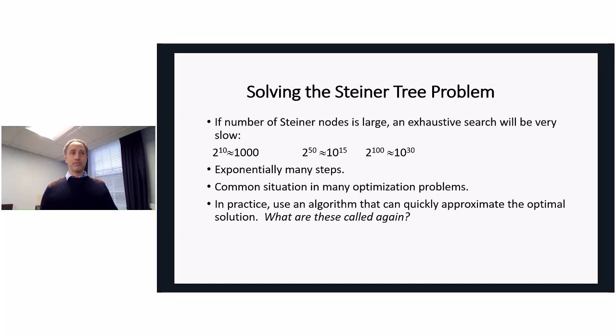So here's on this next slide, if the number of Steiner nodes is large, an exhaustive search, like going through all the 32 in the last case, that's going to be slow. So if we had 10 choices of Steiner nodes, we're talking about 1,000 trees to sift through. We had 50 nodes, and you could imagine 50 nodes in a big problem with a lot of nodes to connect. Now we're getting into age of the universe size numbers, and 100, forget about it.